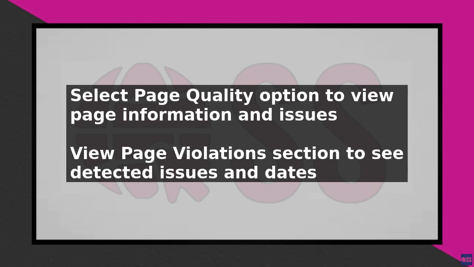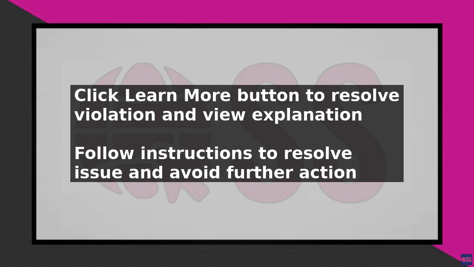This will take you to a page that explains the type of violation and the steps you need to take to resolve it. Follow the instructions provided to resolve the issue and avoid any further action from Facebook. It is also important to regularly review your page's content and ensure that it complies with Facebook's community standards. This can help prevent violations from occurring in the first place and keep your page safe.